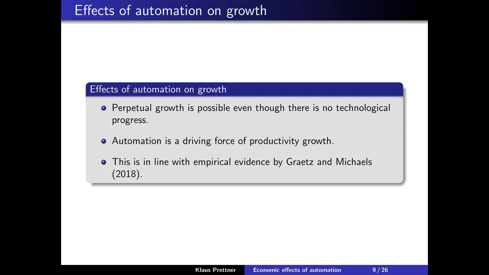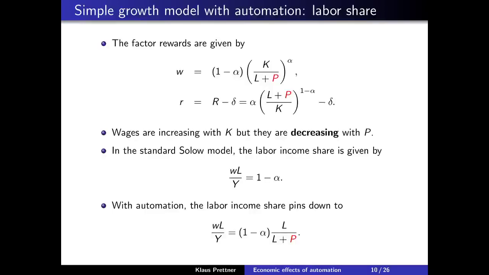Perpetual growth becomes possible, even though we assume away standard labor augmenting technological progress. So automation as such is a driving force of productivity growth, and this is in line with the empirical evidence, for example, presented in Graetz and Michaels in 2018, the paper in the Review of Economics and Statistics, where they show that the accumulation of automation capital, or this increase in the number of industrial robots that we've observed in the past decades, actually has increased productivity and incomes on average. So this productivity effect would of course be rather positive.